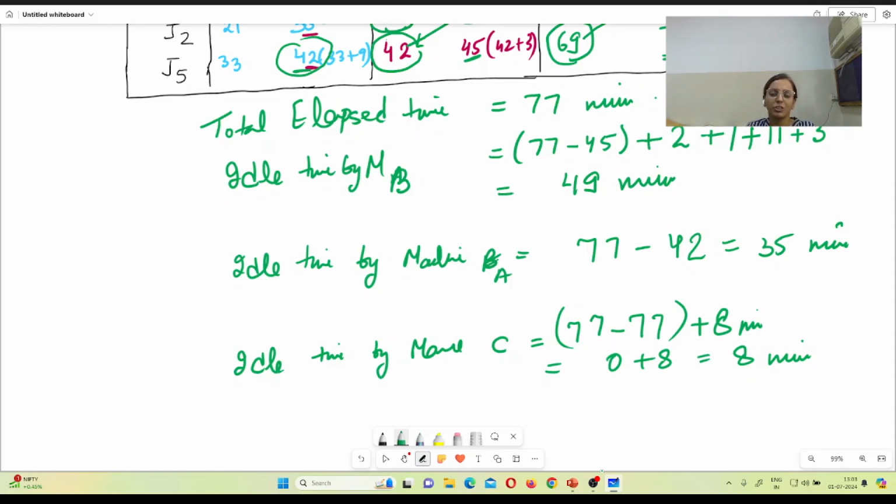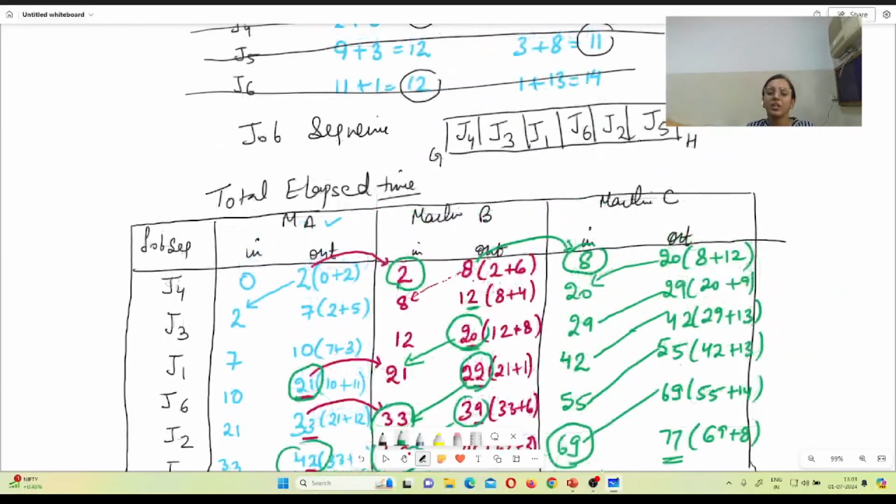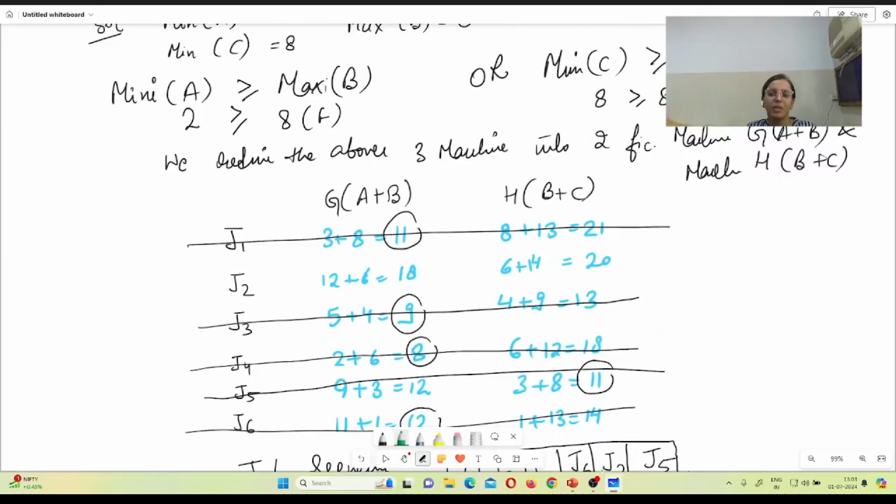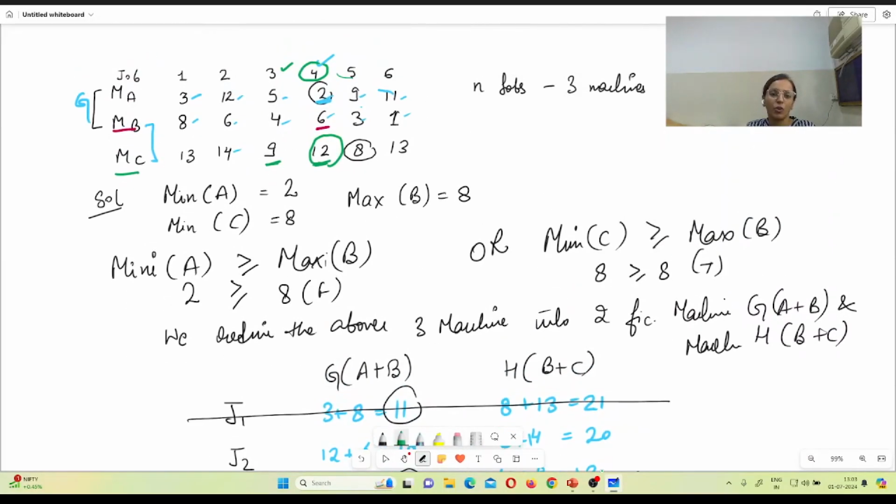But there is a little shortcut also, as we did with the two machines. The same procedure we follow. First we find the total of all these machines. Just add all these values. For machine A: 3 plus 12 plus 5 plus 2 plus 9 plus 11, and when we add up, we get 42. Right, this is the total machine time.